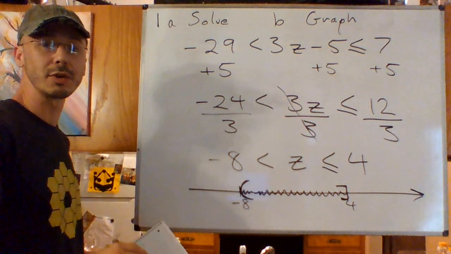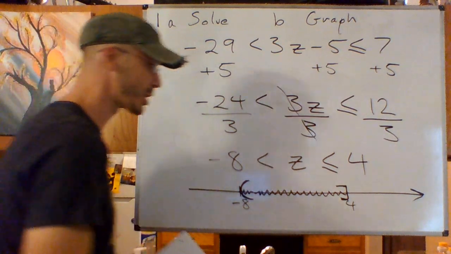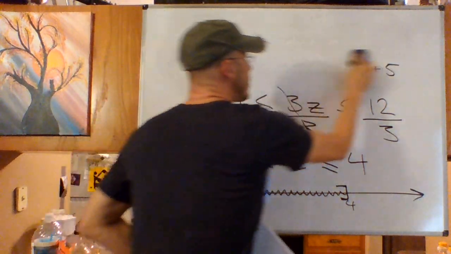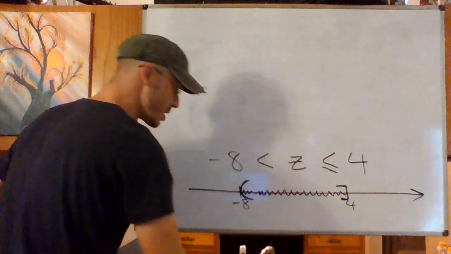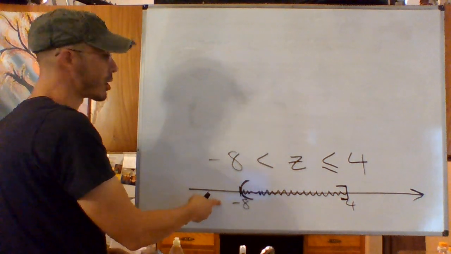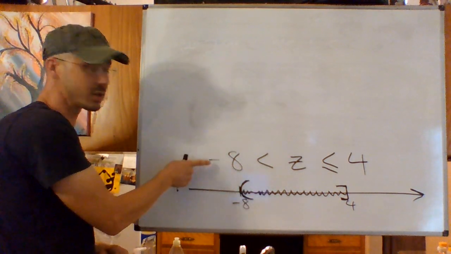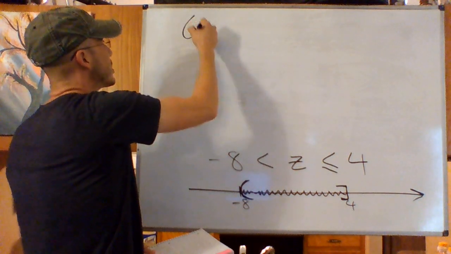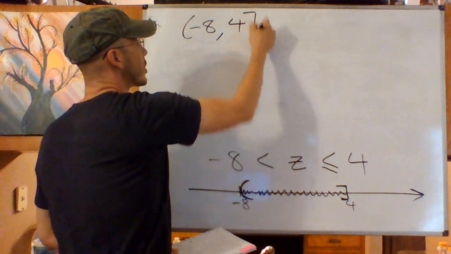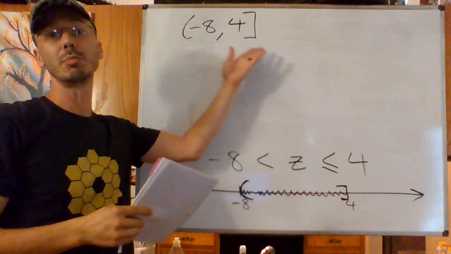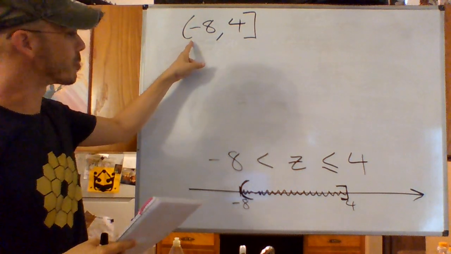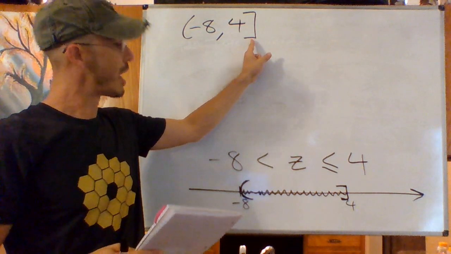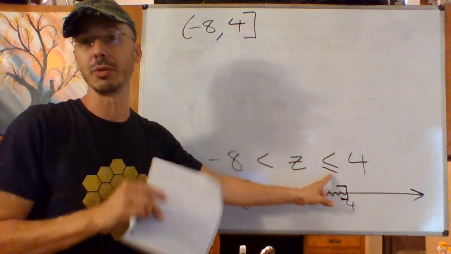This is where interval notation comes from, the graph picture. I'm going to continue up here, because this is the answer to part B. Actually, for part A, they want the interval notation for this inequality, and it's -8, 4, with a parenthesis on the left and a bracket on the right. Again, the parenthesis corresponds to the less than, and the bracket corresponds to the less than or equal to.